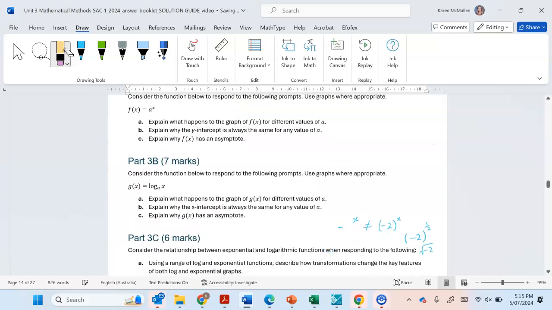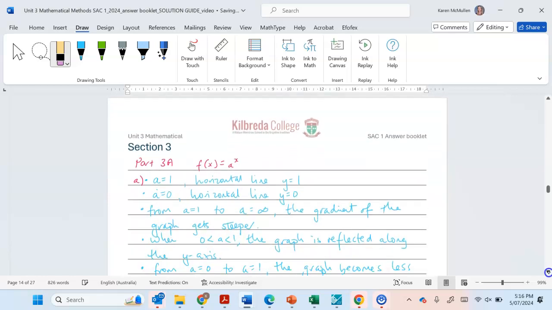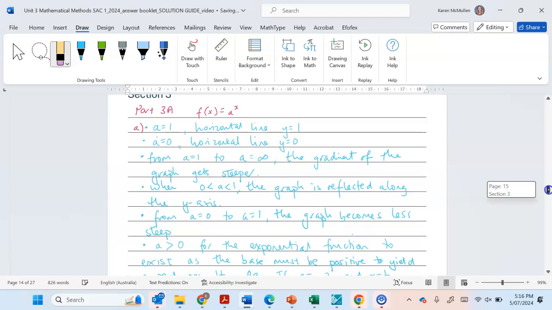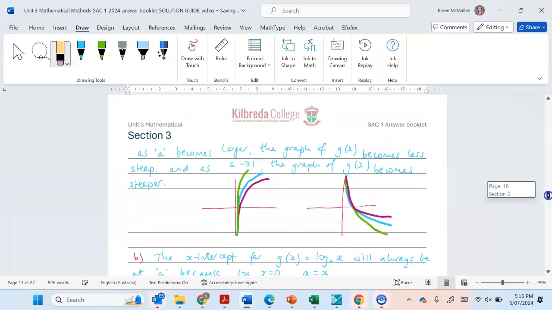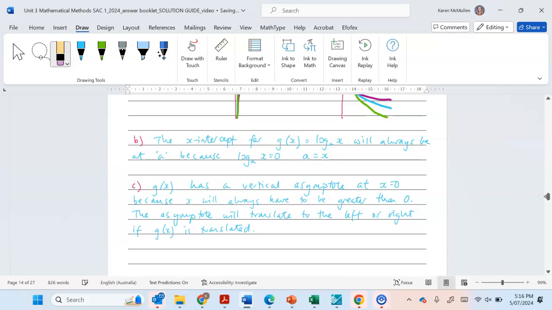I just want to delete all this because I haven't actually written much on here. I'm just trying to think what else was done well in here. So the explanations were really good for this. Logs were definitely done better than the exponential. So talking about asymptotes and the x and y intercepts, that was done well.